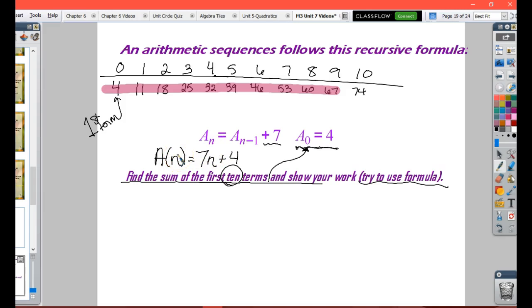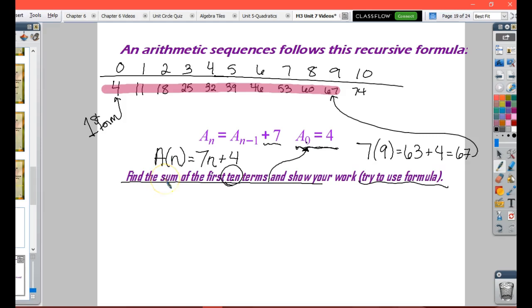Now be careful, because when they say the first 10 terms, since I started at 0, I actually want to plug in 9 to this equation. Let's try it. 7 times 9 gives me 63, and then I add 4. That'd give me 67. There's that term I want. So if they say find the sum of the first 10 terms, you're actually going to plug in 9 since we started at 0. There's that starting value concern.